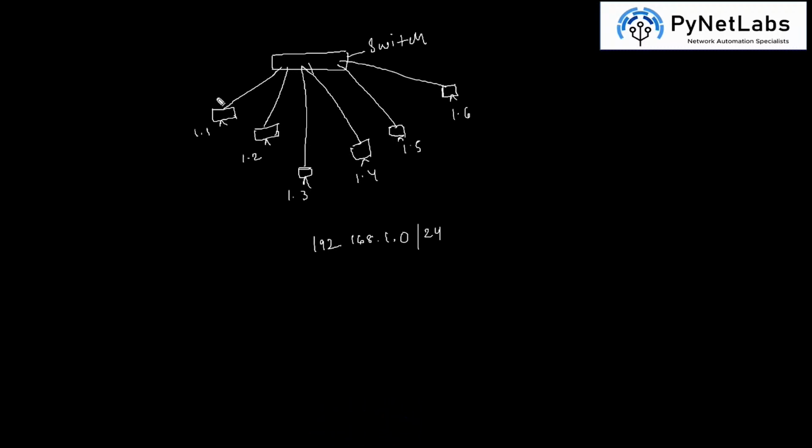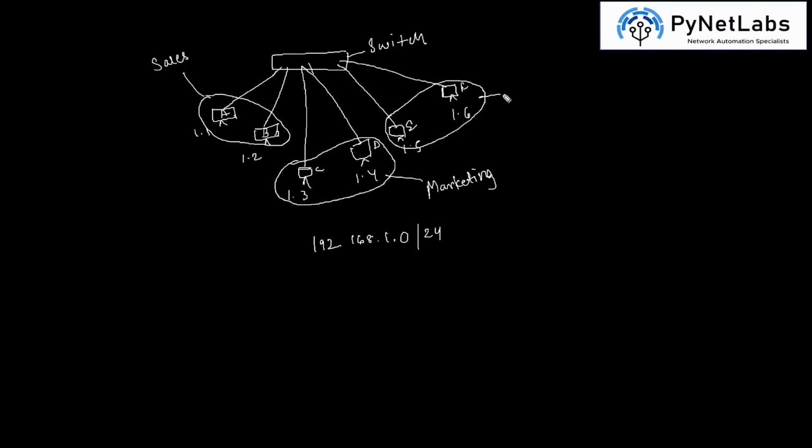But if I tell you that, let's say, these PCs A and B are assigned to the HR team. Now, I want A to be able to communicate with only B, and not with C, D, E, or F. And to make that work, we use VLAN. So basically, what does VLAN do? VLAN divides the network logically and creates a group.